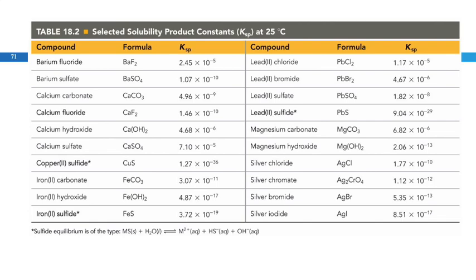So here's a table from your book, selected solubility product constants at 25 degrees Celsius. So you can look up these different compounds and find out what their solubility product constant is. So if you have a homework question where they don't tell you what KSP is, you need to go look it up. There's also a table in the appendix at the back with a lot more KSPs. So if it's not in this table, it might be in that table.